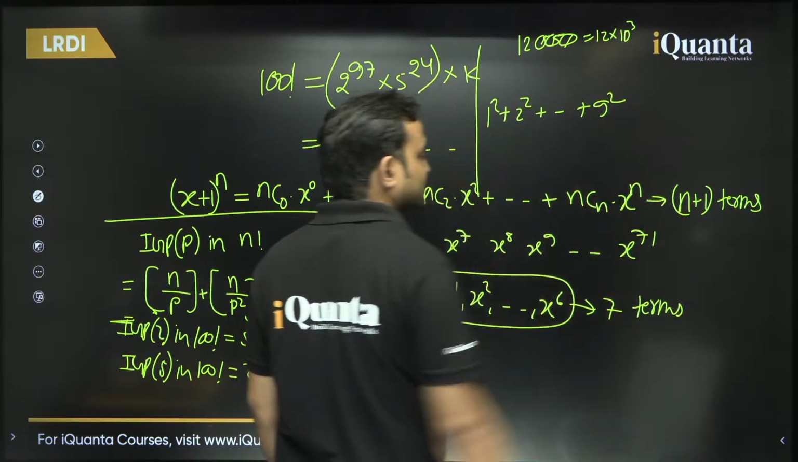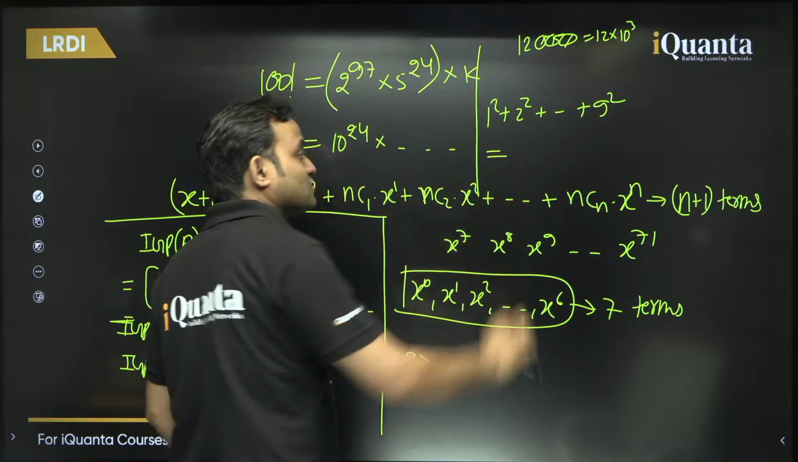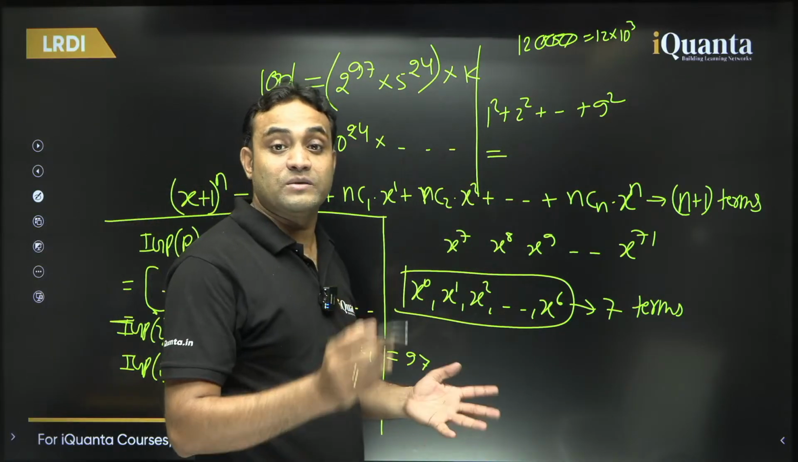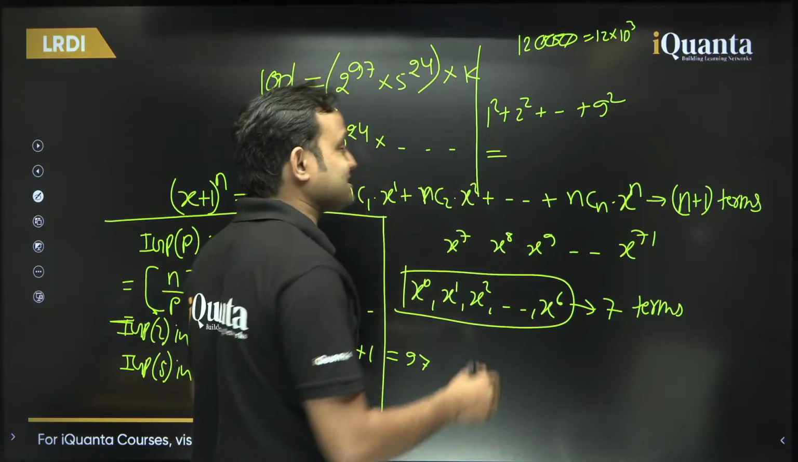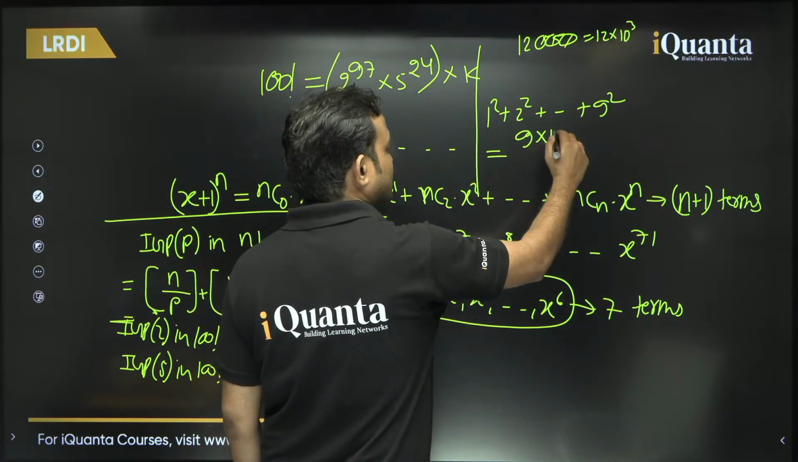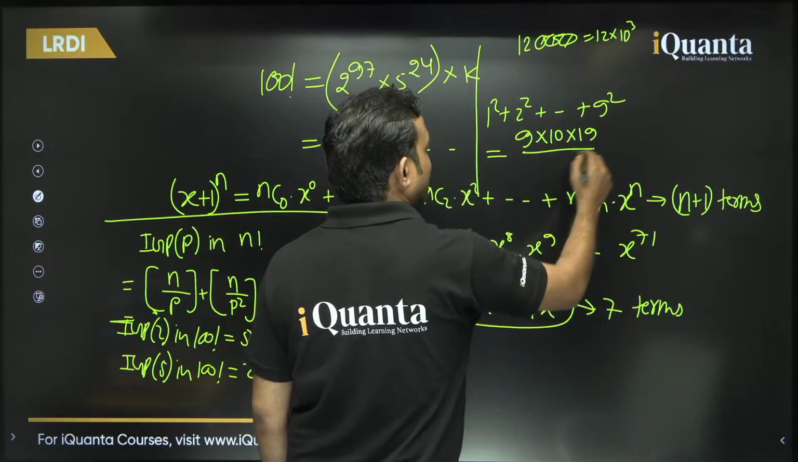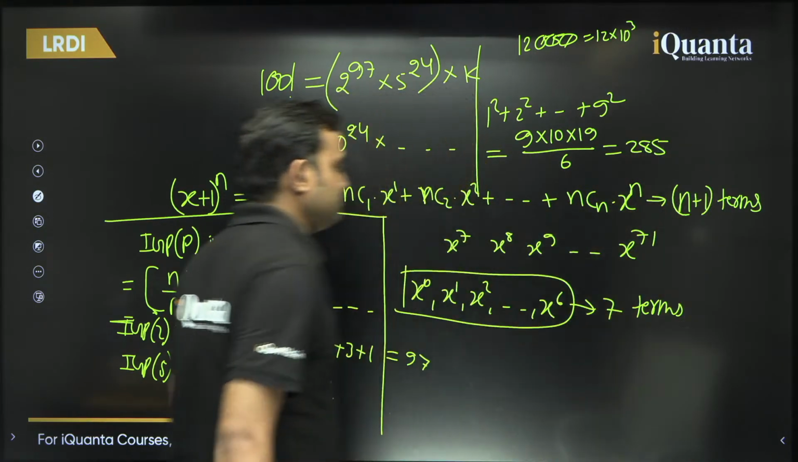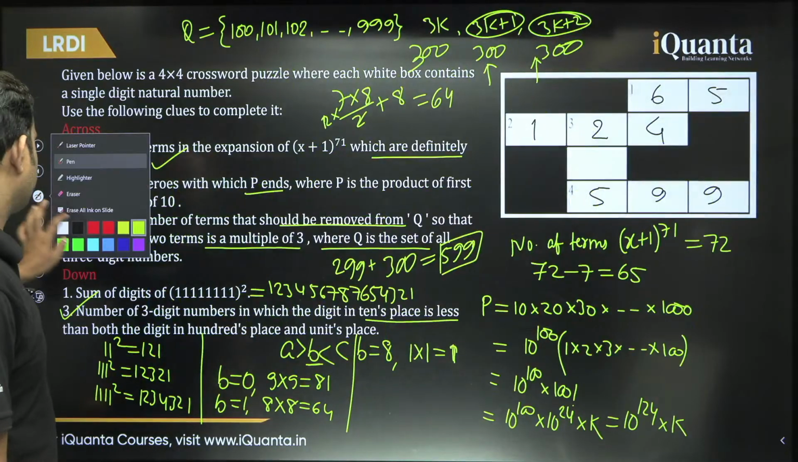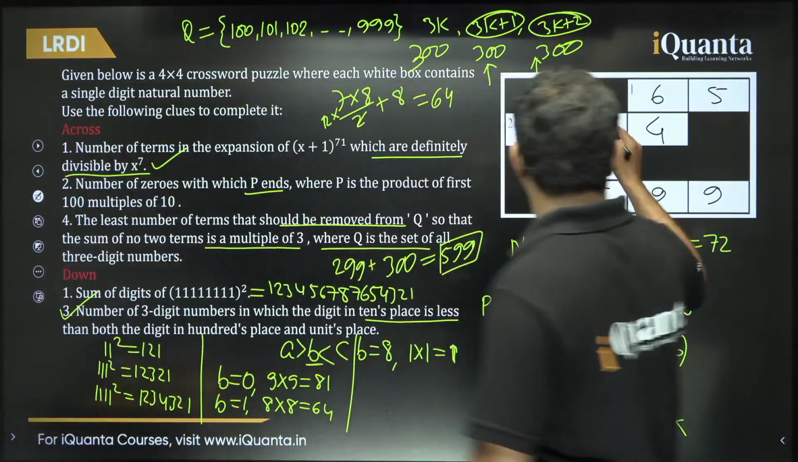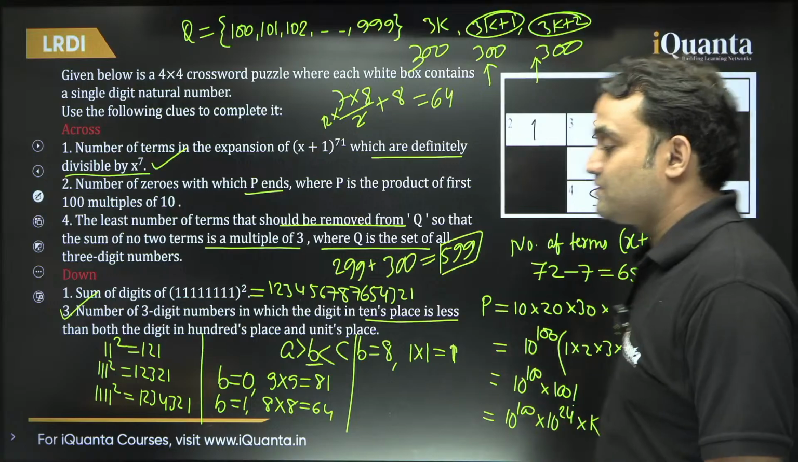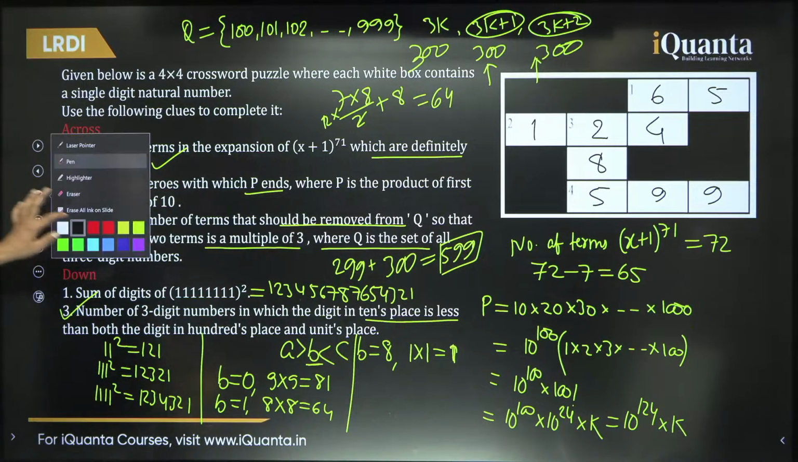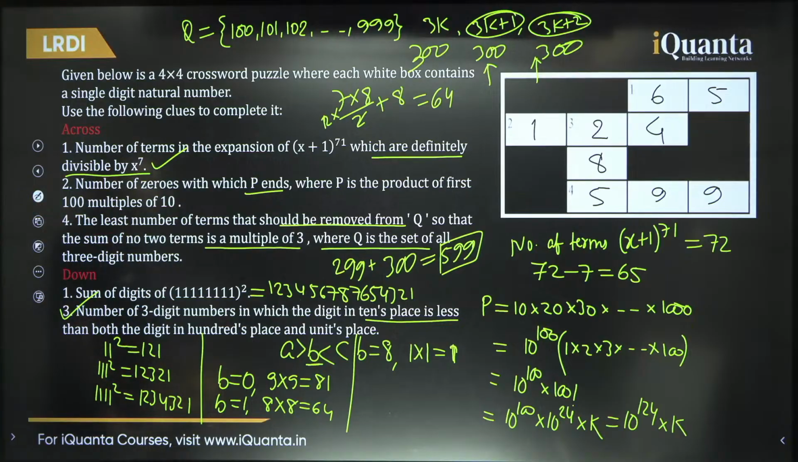The sum of squares of first n natural numbers is n into n plus 1 into 2n plus 1 by 6. So this will become 9 into 10 into 19 upon 6, which is equal to 285. So we can fill the values here, 285. So if this is 2, this should be 8, this is 5. Now we got all the values, right? We got all the values easily. Now we should be able to solve all the questions.